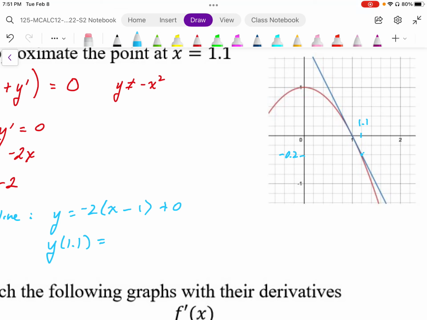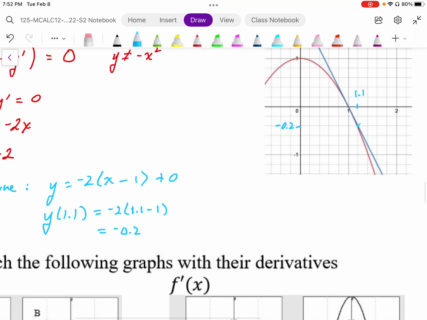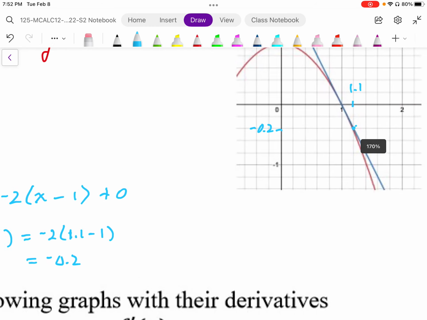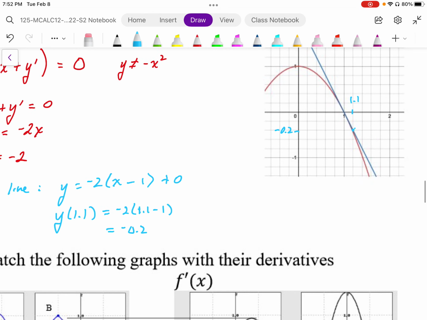Finding the coordinate there, I just plug into my equation, 1.1 minus 1. So that's going to end up being -2 times 0.1, or -0.2. That's the point on the blue line, and that's pretty close to where the red coordinate should be. So then that's my estimate. I'm going to say that f of 1.1 is approximately equal to -0.2 based on my tangent line approximation.